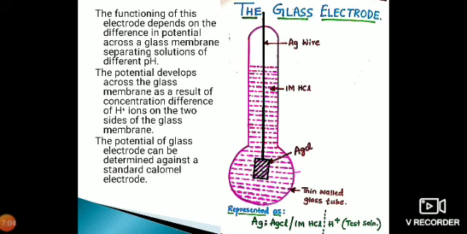When placed in a solution, the potential of the glass electrode depends on the H+ ion concentration of the solution. The potential develops across the glass membrane as a result of the concentration difference of H+ ions on the two sides of the glass membrane. The potential of the glass electrode can be determined against a standard calomel electrode. So this is the construction and working of the glass electrode. These are the different types of reference electrodes mentioned in the syllabus of the 6.2 physical chemistry part.